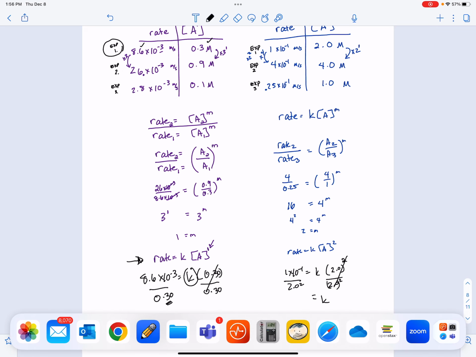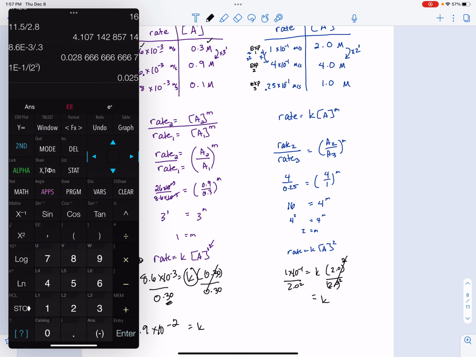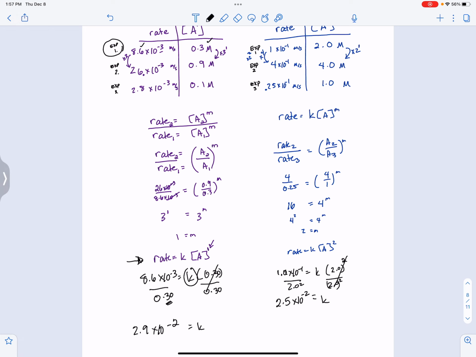And then I will just put in 1e to the minus 1 divided by 2 squared. I used my square key on that one. That tells me that in this case, again, scientific notation would be 2.5 times 10 to the minus 2. You're probably thinking, oh, you should have done 1.0 to give myself 2 sig figs. You are correct. But there we go. So it's not too hard to solve for K once you have the rate law and any single experiment.